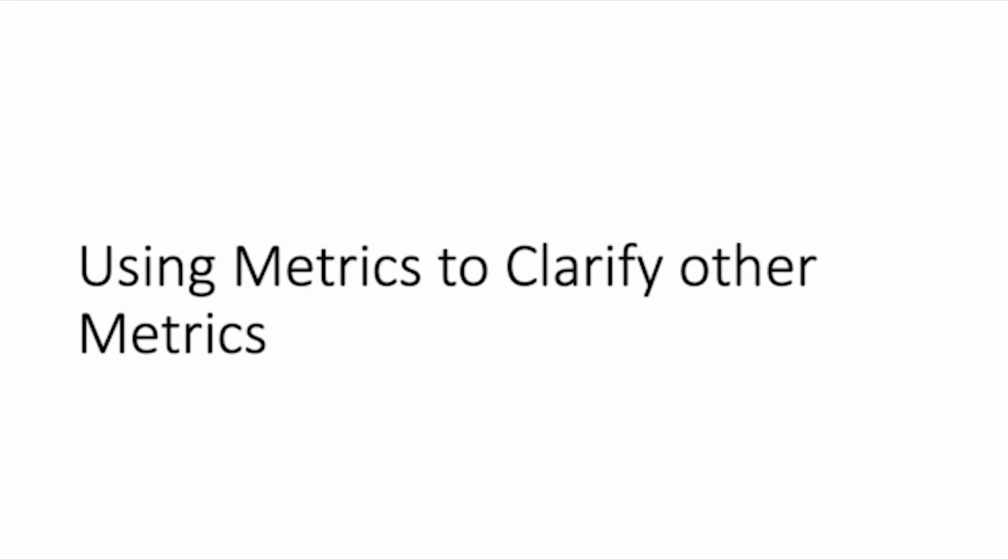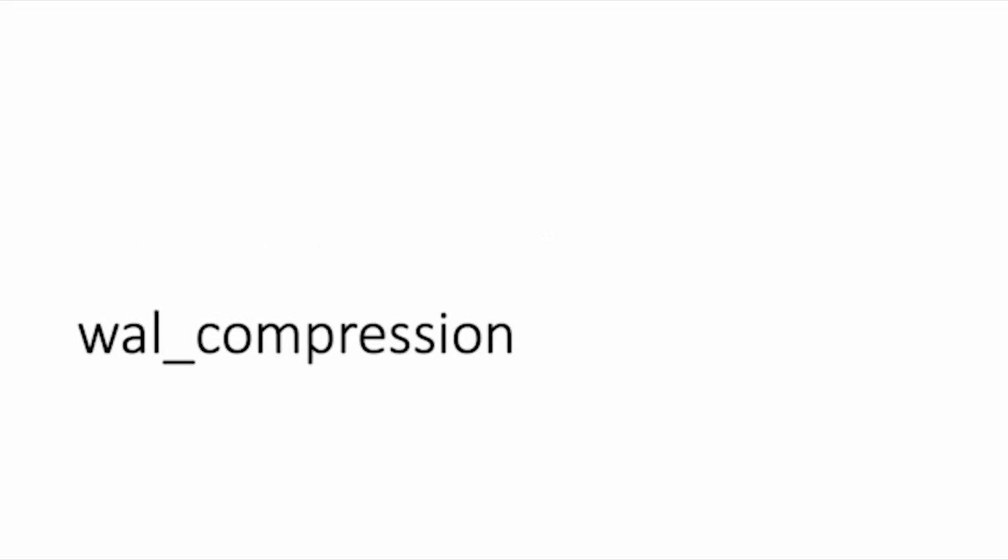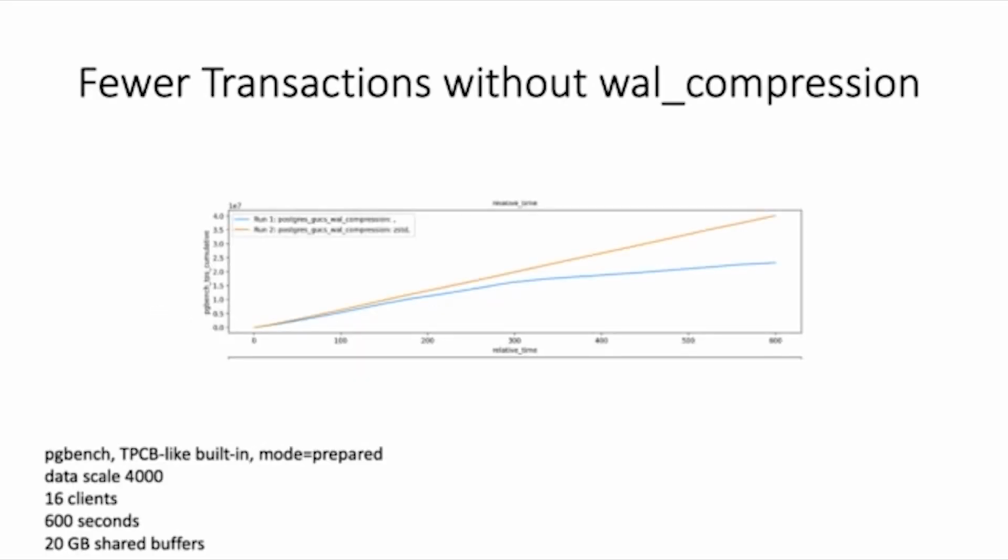So, using metrics to clarify other metrics, which I guess we are already doing, I'm taking an example of WAL compression. WAL compression you can set to LZ4 or zstd or pglz, I think. These benchmark runs are set to zstd, and it does what it sounds like. It compresses full page images from full page writes, and in some cases improves performance. So the orange line is with WAL compression, and the blue line, the bottom line, is without, with the default, which is nothing.